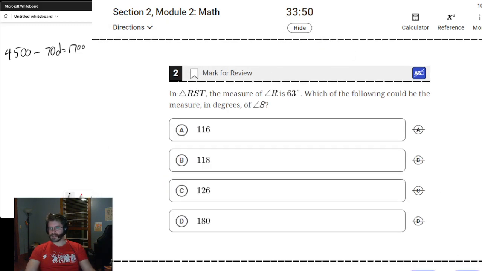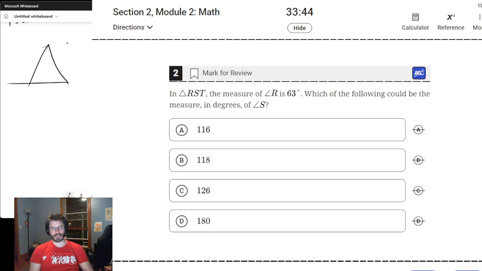Okay, triangle RST, R is 63, could be the measure of S. So always draw a triangle on these. They didn't tell us it was a 90 anywhere. RST. So never make any assumptions on this. 63 could be the measure of S. So we just want a range here.